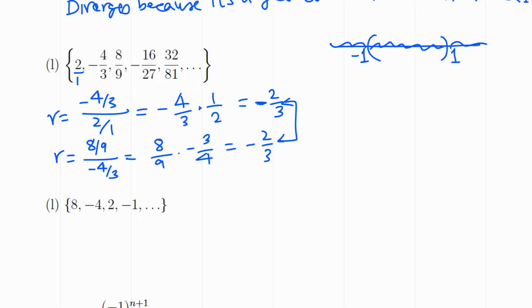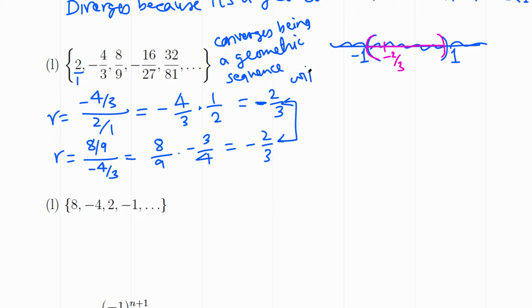And if we look at this, negative 2/3 is inside negative 1 and 1. That means this sequence converges. So it converges, being a geometric sequence with r equals negative 2/3, which is in between negative 1 and 1.